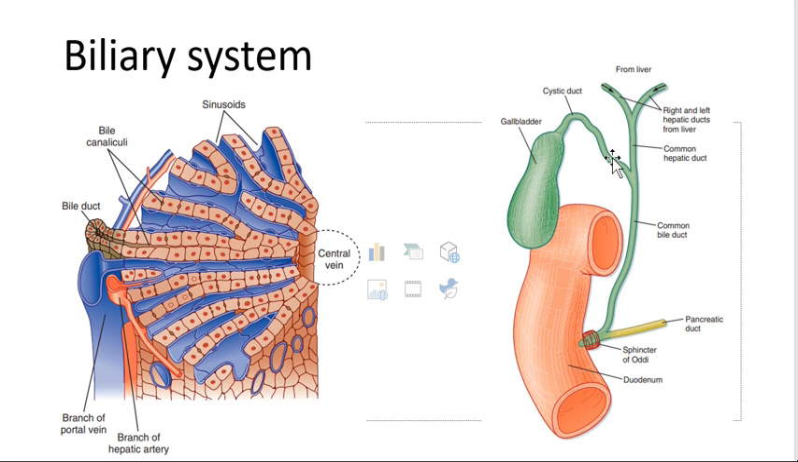The common hepatic duct and cystic duct join to form the common bile duct. This is called CBD, common bile duct. Now this common bile duct joins with the pancreatic duct to form the hepatopancreatic duct, which opens up into the duodenum, and the opening is called the ampulla of Vater. Okay, so are you getting me?